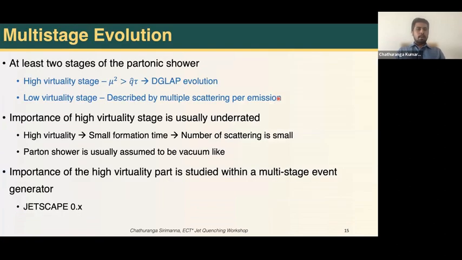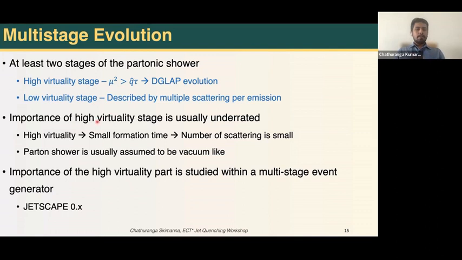Now let's move on to the second part of my talk. Here I'm going to talk about multi-stage evolution and the importance of the high virtuality part. There are at least two stages of the partonic shower, the high virtuality stage and the low virtuality stage. At the high virtuality stage, virtuality is usually larger than the scale of the medium. Therefore, one can use DGLAP evolution. But at the low virtuality stage, virtuality is on the order of the scale of the medium. Therefore, one needs to use the multiple scattering per emission approach.